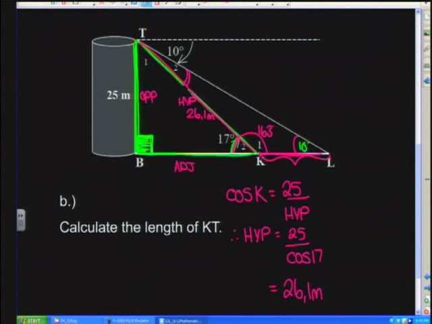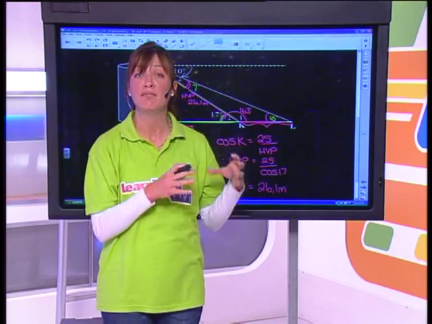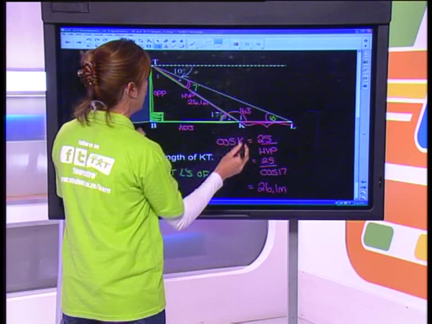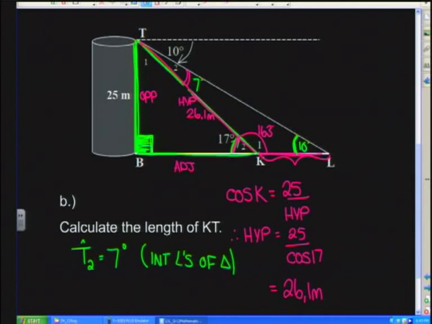So we need to just fill this all in. We need to state that angle T2 is equal to 7 degrees. Why? Because it's the interior angles of a triangle. So we now know that that's 7 degrees. Now that's really helpful to us, because now what do I need to look for? Always start by looking for a pair. Do I have a pair where I know the angle and I know the opposite side? If we look carefully, I know this angle over here is 10, and I know that this side over here is 26.1. That forms a pair.